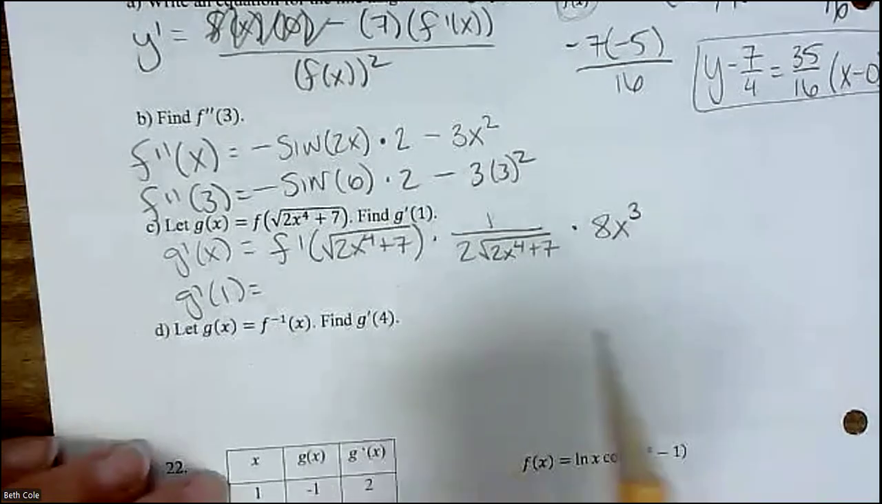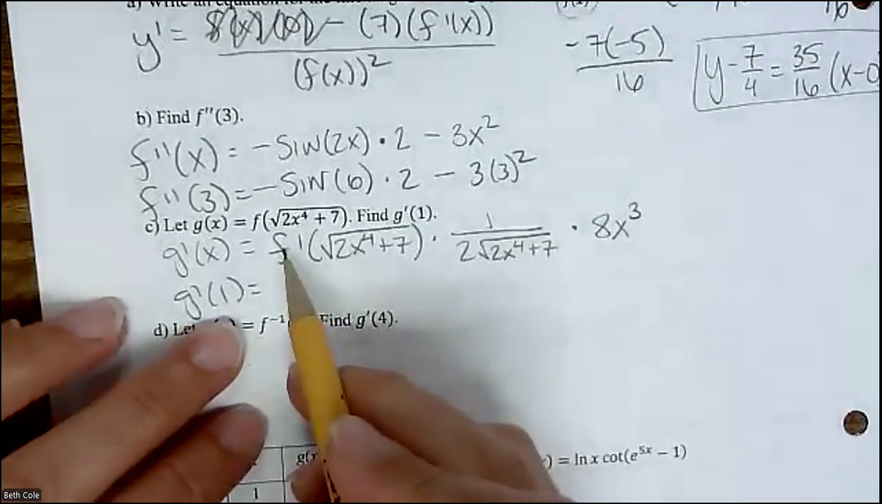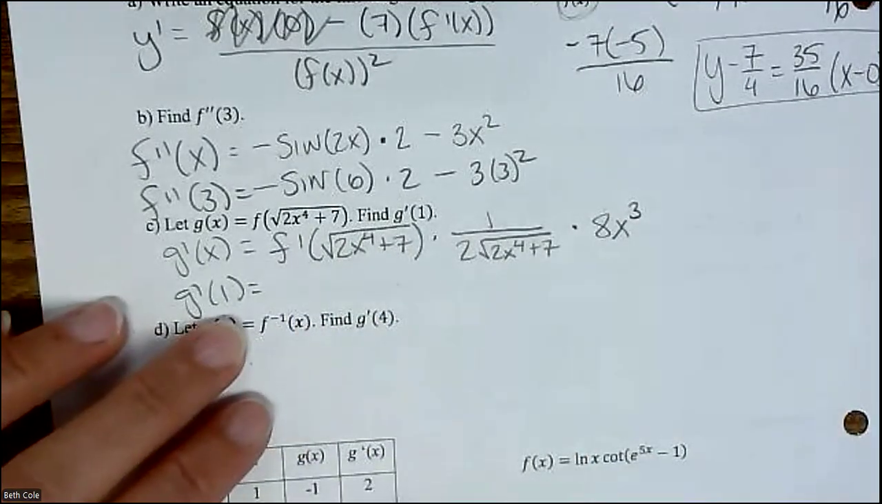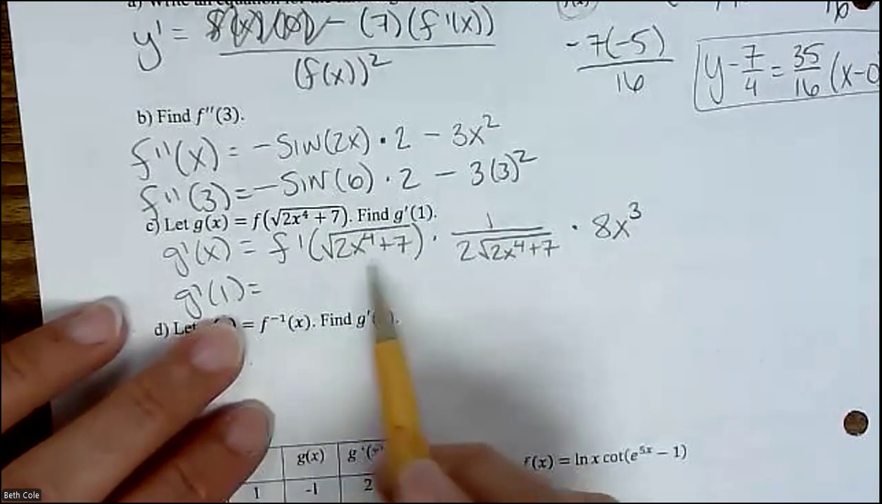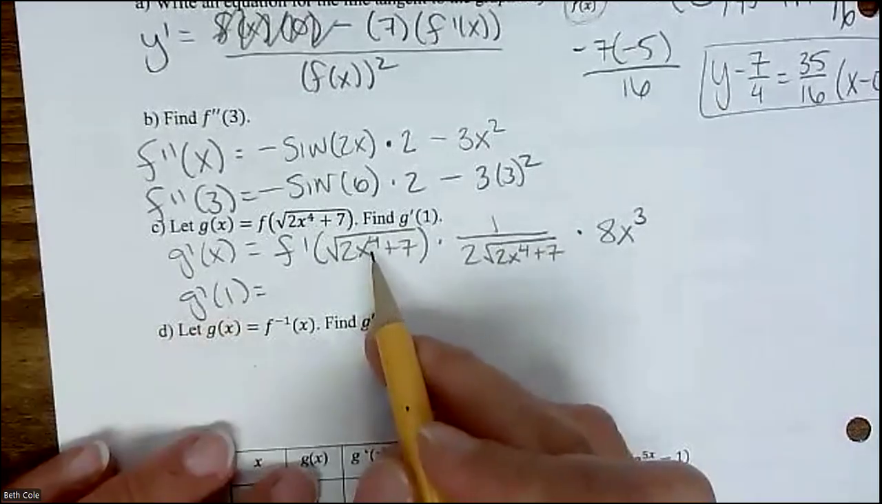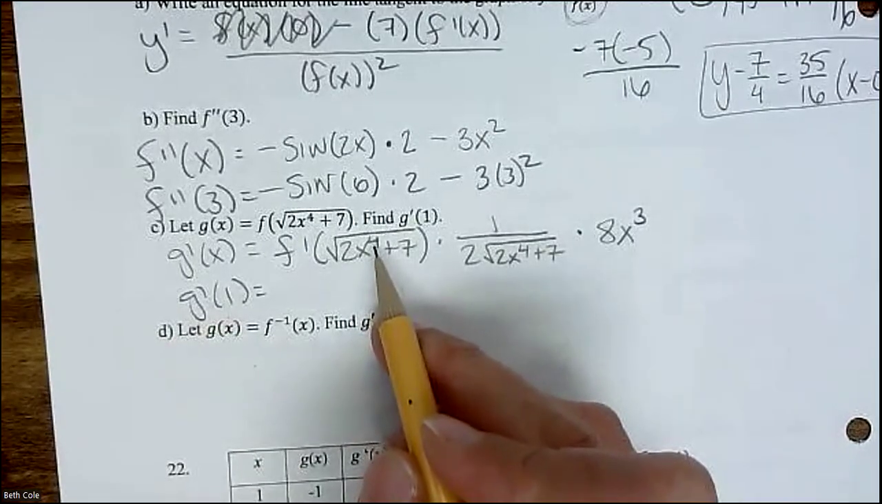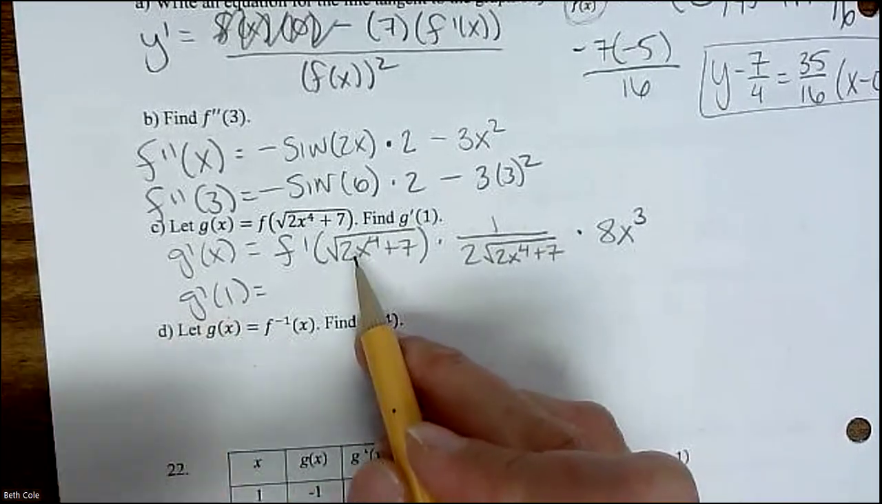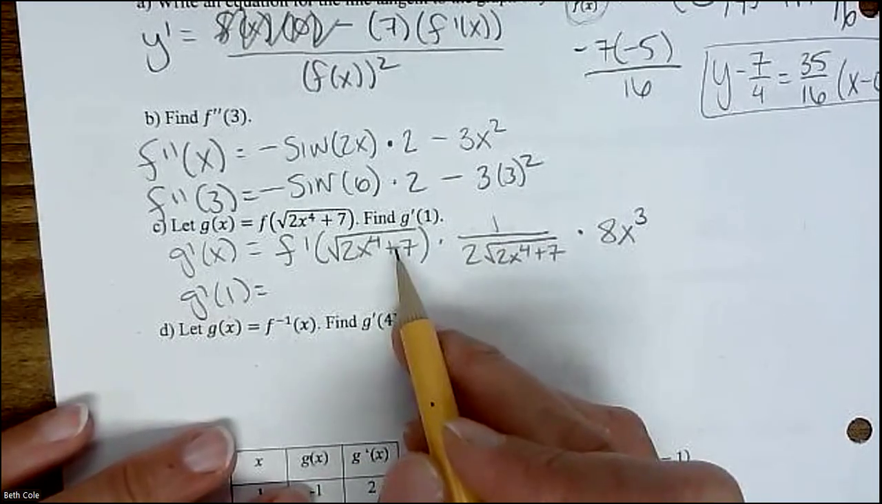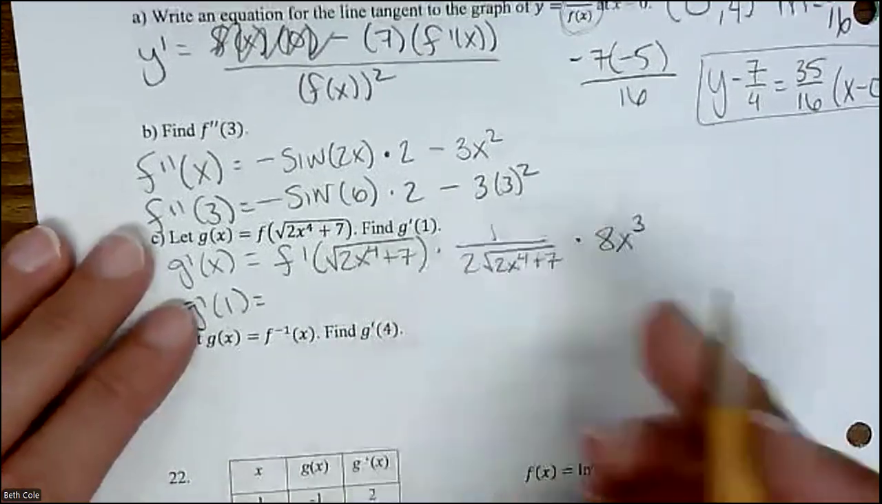So here's the one caveat to plugging in your number. You can't leave it f prime of something. That's not a number. It has to be numerical. So we are going to have to evaluate this first part, but the rest of this we can all leave alone. Okay. So let's plug in 1. 1 to the 4th. 1 times 2 is 2 plus 7 is 9. Square root of 9. 3. Good job.